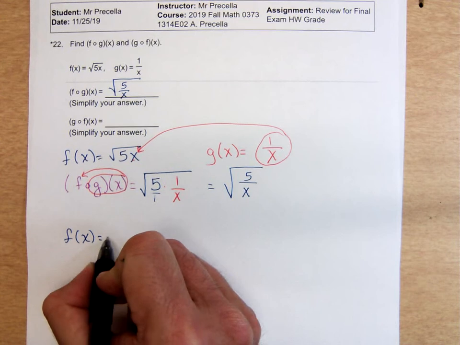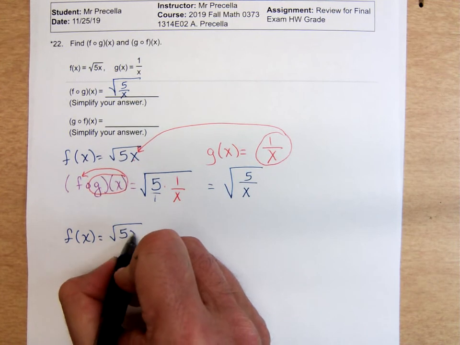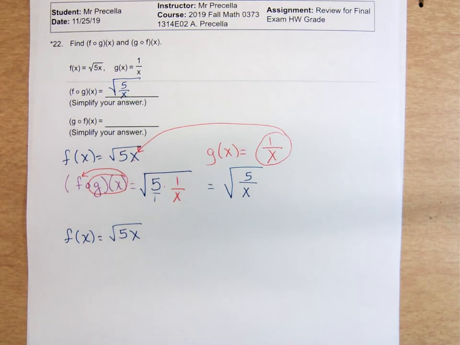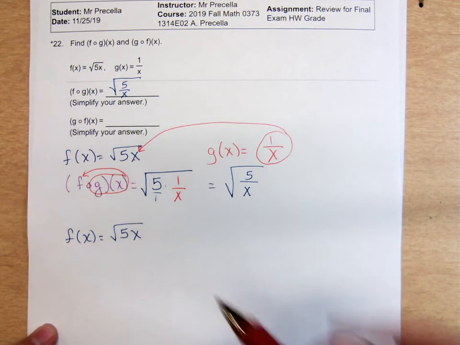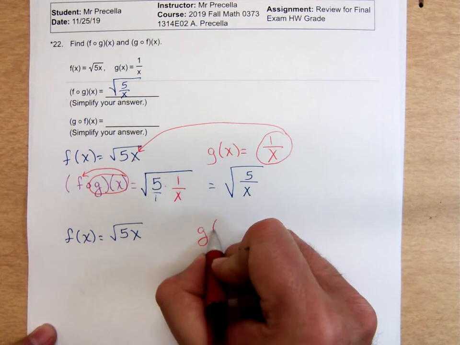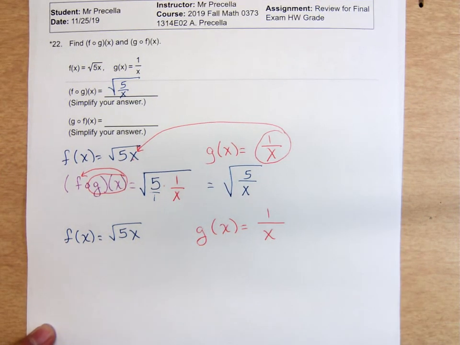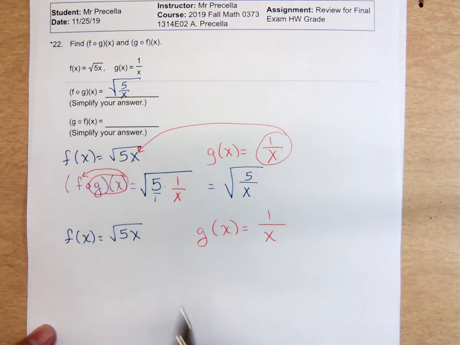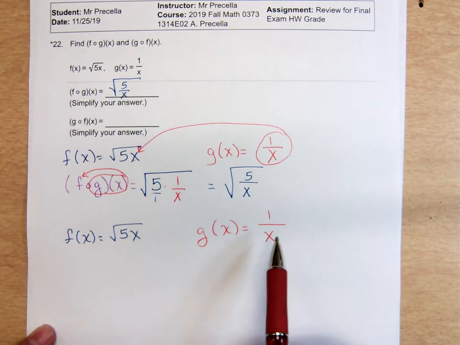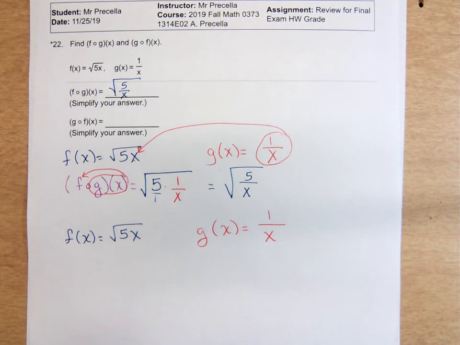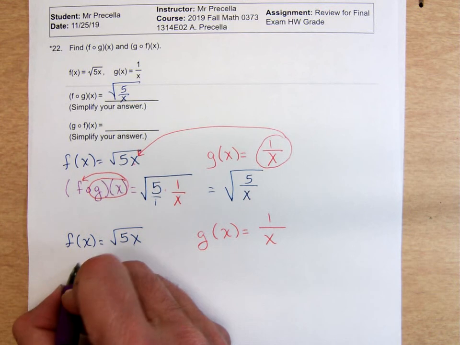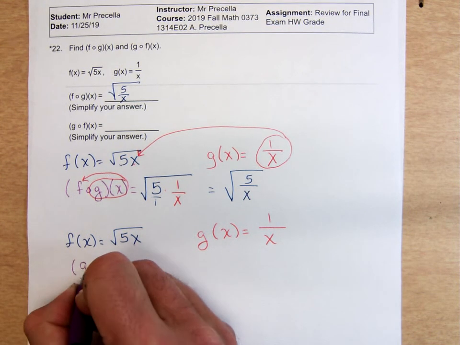So we have f of, now I'm going to do the g∘f of x. I'll write it out again. f of x is the square root of 5x. g of x is 1 over x. We're looking for g composed with f of x.